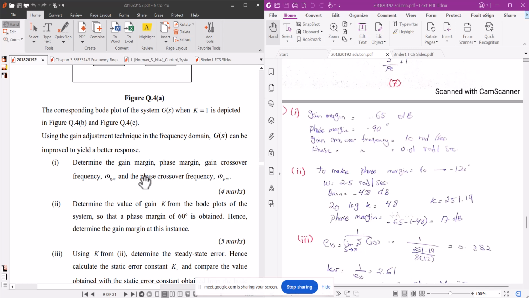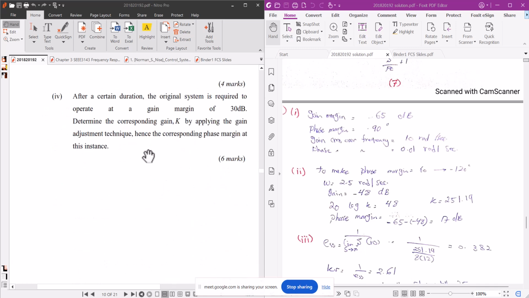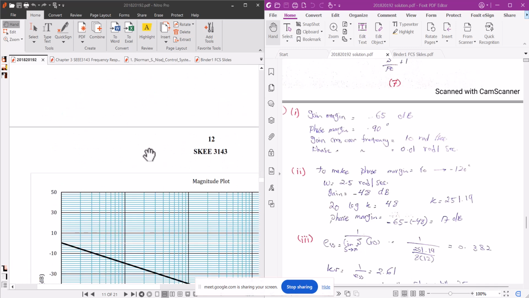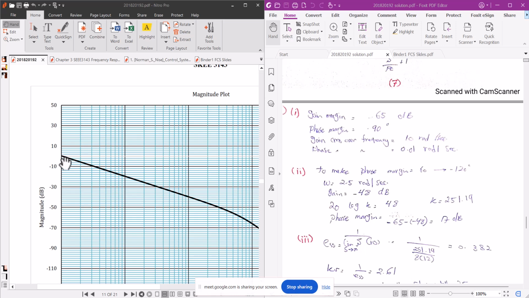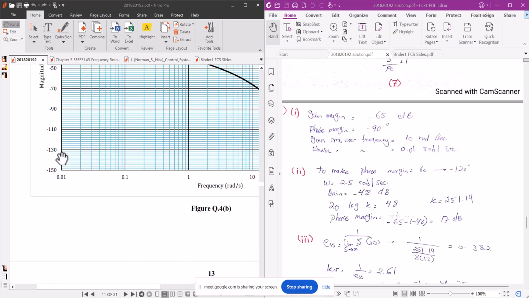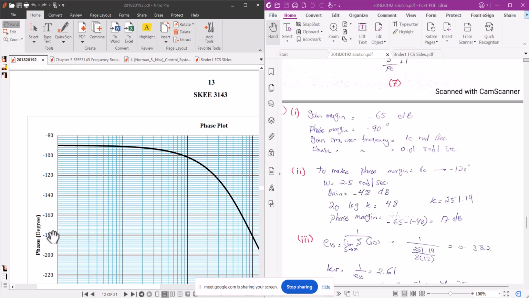So gain crossover frequency, that we determine the gain, that was 0.01 radian, and phase crossover frequency is basically your 10 radian per second. So here these should be swapped. And what is the gain margin, phase margin? Here is the phase margin. At this gain crossover frequency, we will calculate the phase margin from 180. So this is our phase margin.